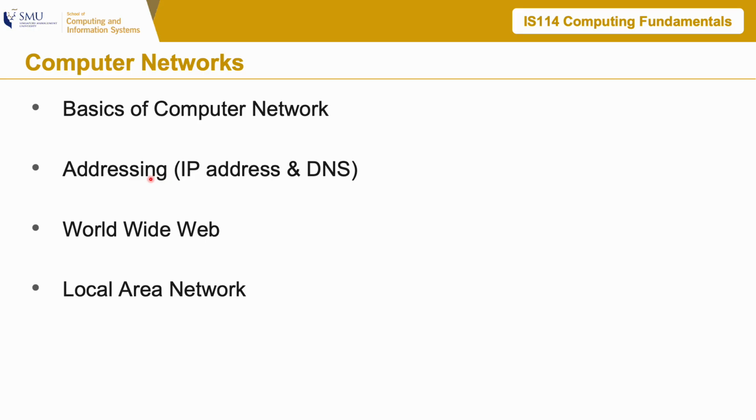Next, we looked at addressing. This is how we actually find a specific computer on a network. Then we explored the World Wide Web, or WWW, which is one of the biggest ways we use networks in real life. And finally, we learned about local area networks. This is how we connect devices together in a small area like your home, school, or office.